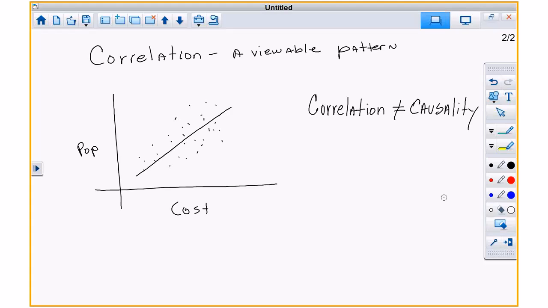Gas mileage. The lighter your car, the better gas mileage you get. That's correlation and causality. Remember, correlation can be there, but just because it correlates does not mean it what? It causes. Doesn't mean causality. Correlation does not equal causality.